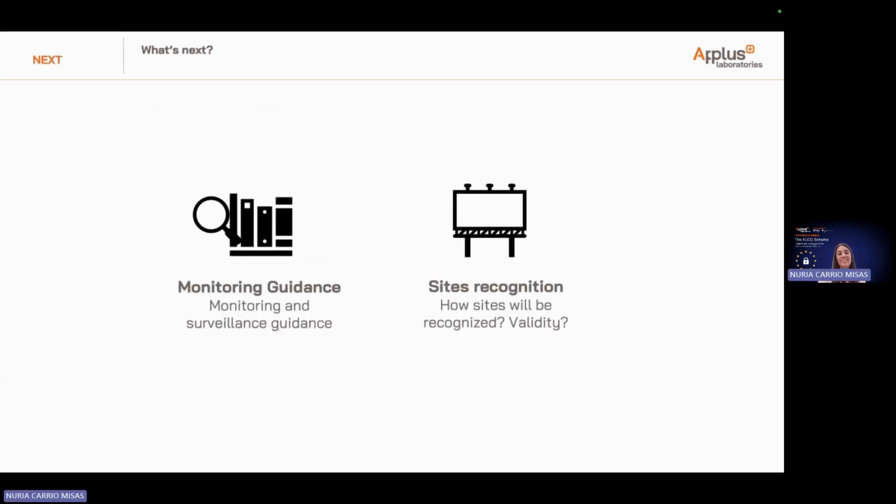We need monitoring guidance. We know that they are working on it, but the whole monitoring process is quite new for all the stakeholders, and we will need really good guidance to see that we are all defining the same kind of vulnerabilities, the same monitoring process, etc. And additionally, a frequently asked question is site recognition. So how will the sites be recognized, which will be the validity? And maybe this is something that we can address afterwards.